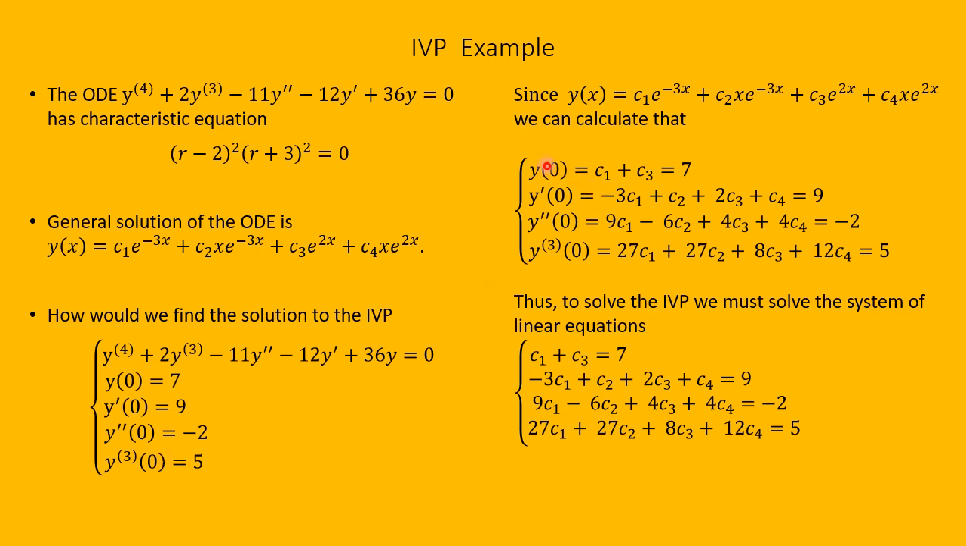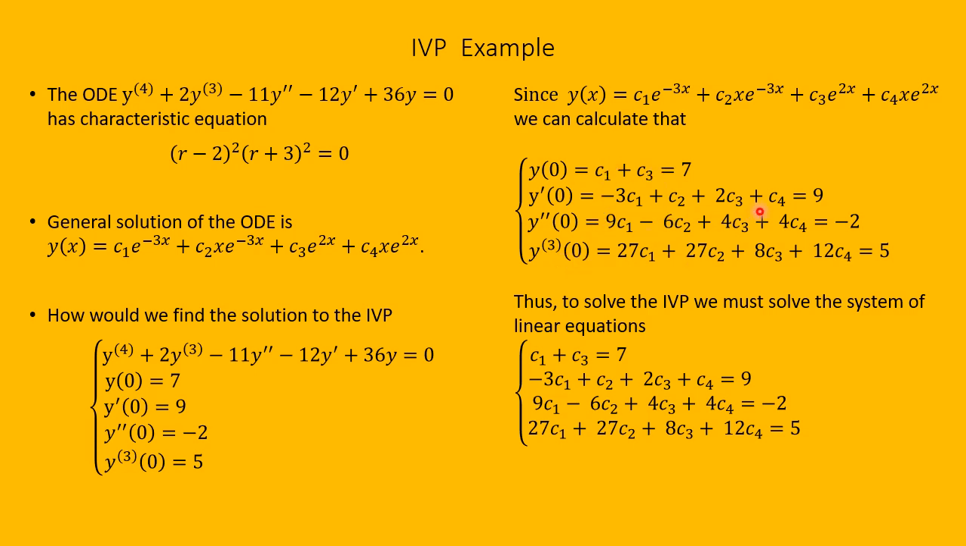When you do that, y of 0 turns out to be c1 plus c3, and according to this initial condition, that has to be 7. y prime of 0 turns out to be this stuff, and by its initial condition, it has to be 9. The second derivative of y at 0 has to be minus 2. The third derivative of y at 0, this stuff has to be 5. So basically, we left out a little bit of algebra here. We would have to calculate each of these derivatives and then substitute in 0. And once we do that, we just get this stuff here.